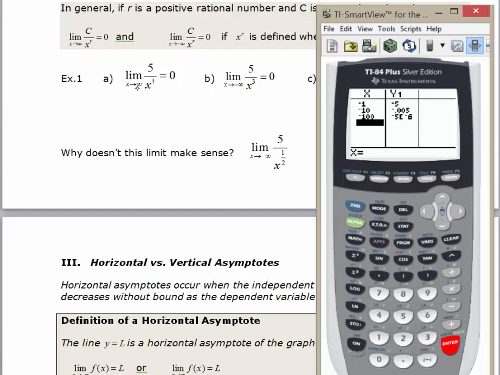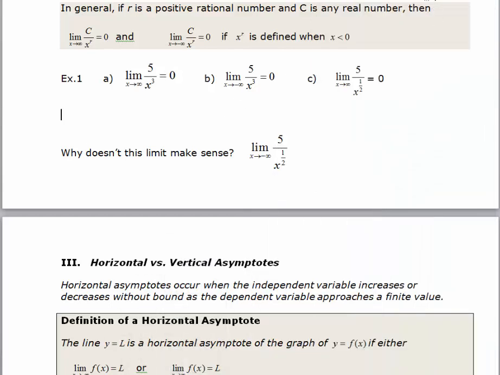And so as we approach from the left, as we approach negative infinity, this function is approaching 0. It also should make sense to you that if you have a constant in the numerator and the denominator is growing, the value of the fraction is getting smaller and smaller, because you're taking a fixed number and dividing it up into infinitely many pieces, and so each of those pieces is going to be extremely small.